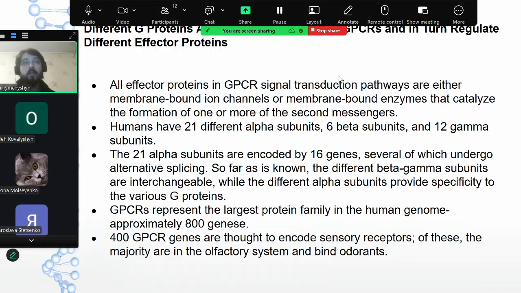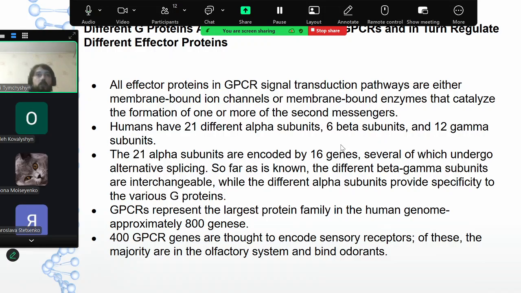For example, if the receptor is active because it is bound to the ligand, so it's in an activated state, it will activate G protein, and now G protein will go into the activated state and activate something else, some adenylate cyclase or whatever. So humans have 21 different alpha subunits, 6 beta subunits, and 12 gamma subunits. The 21 alpha subunits are encoded by 16 genes, several of which undergo alternative splicing.